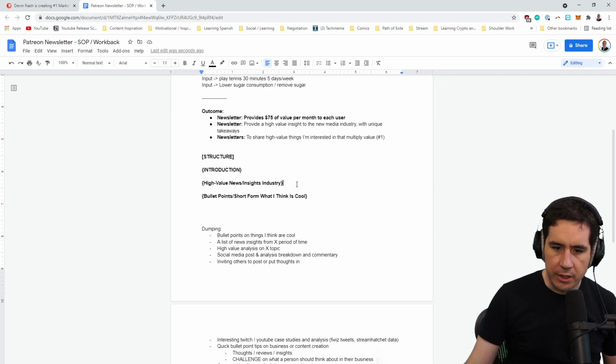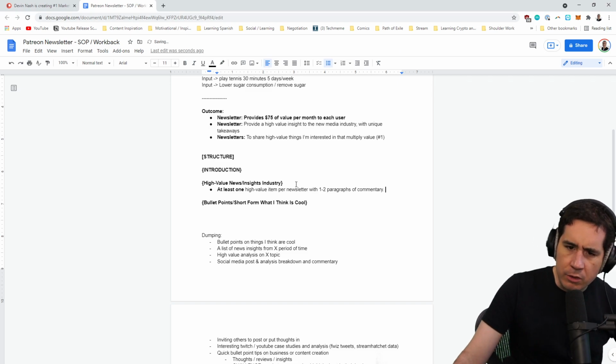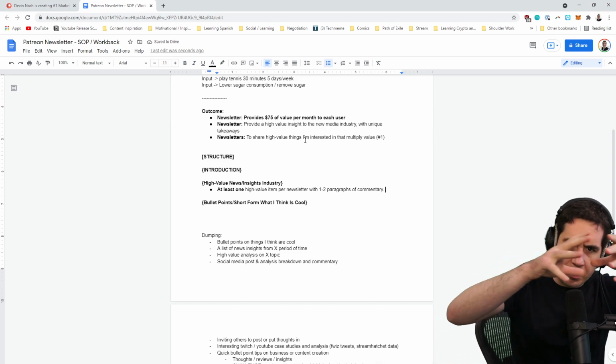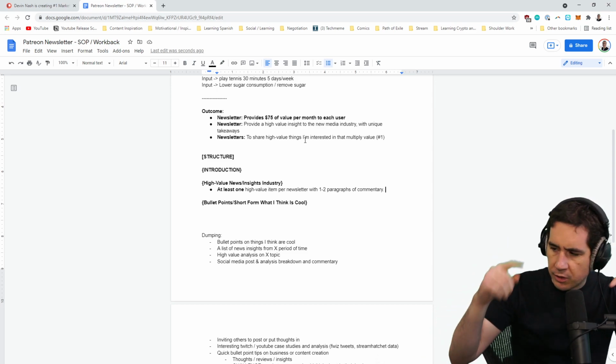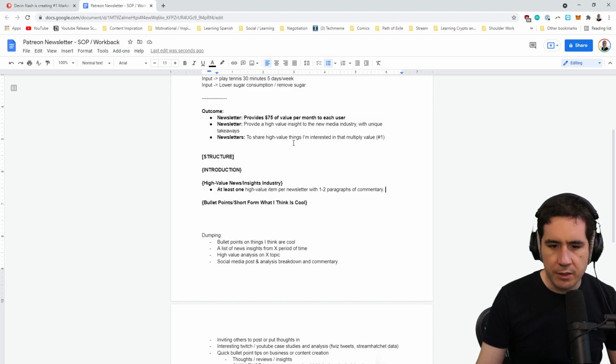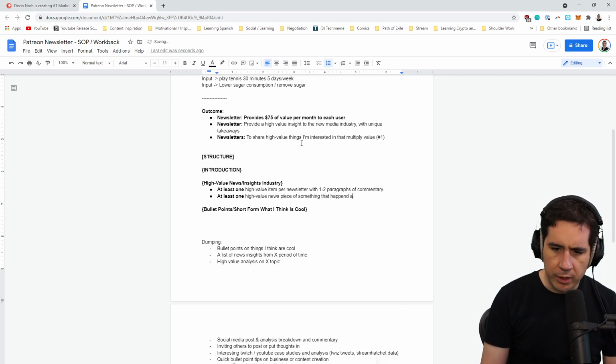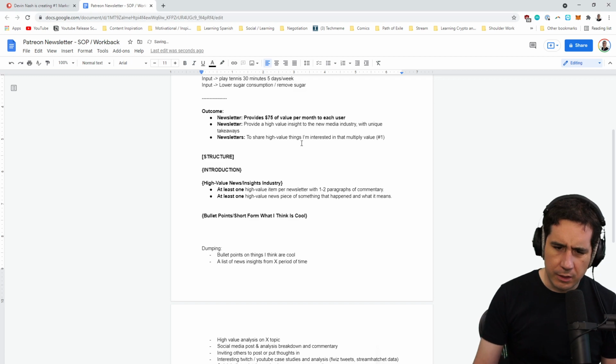So I think here is at least one high value item per newsletter with 1 to 2 paragraphs of commentary. Notice how I'm getting pretty granular now, whereas I focused on the outcome, which is really big picture, and then I'm starting to go more and more granular until I understand exactly what I want. At least one high value news piece of something that happened and what it means. And then I'll leave that there.